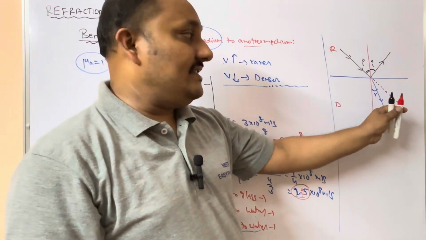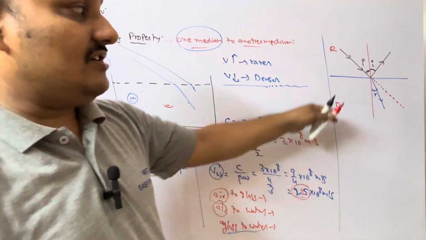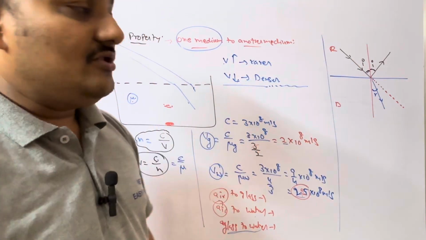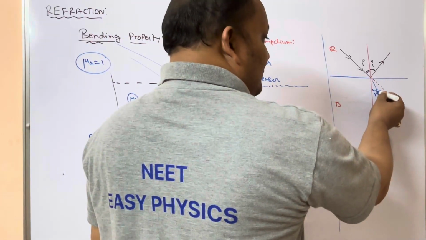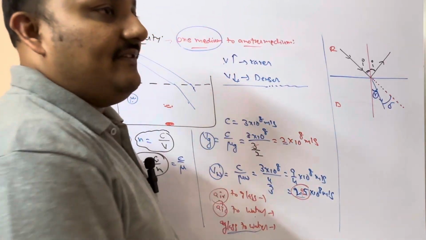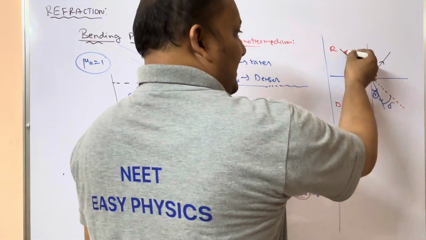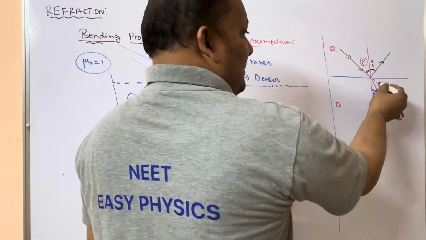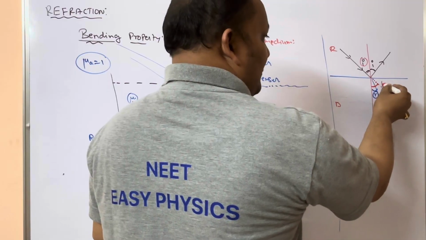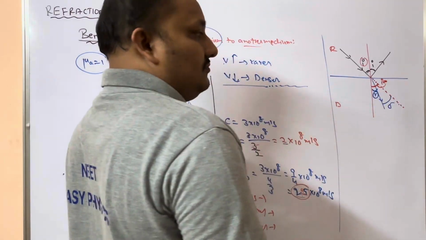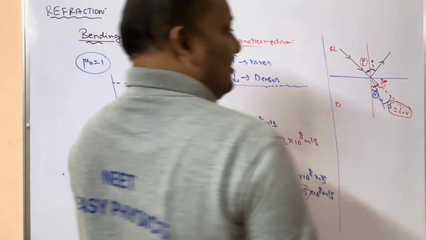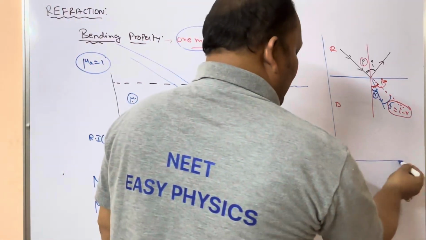Why is it bending towards the normal? Because velocity is changing. Velocity in rarer medium is more, here it is less, therefore it is bending towards the normal. So R is going to be angle of refraction. This angle delta is called angle of deviation. How will you get delta? The angle between incident ray and normal is I, and this original ray, dotted line, and this one is also going to be I. So delta is going to be I minus R. This is angle of deviation when light travels from rarer to denser.